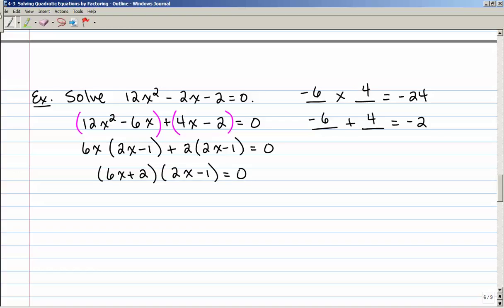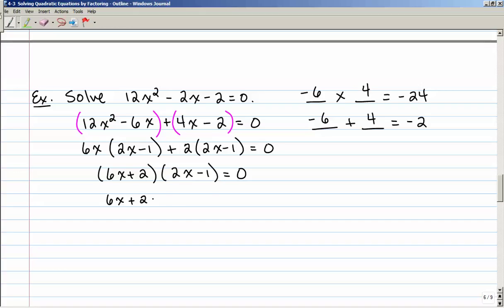Now I'm actually noticing something, that my first set of parentheses here, 6x minus 2, I could actually take a 2 out of that. If I were just factoring, not solving an equation, not trying to find x, just factoring, I would have to do that. But it's actually going to work itself out when I go to solve this.